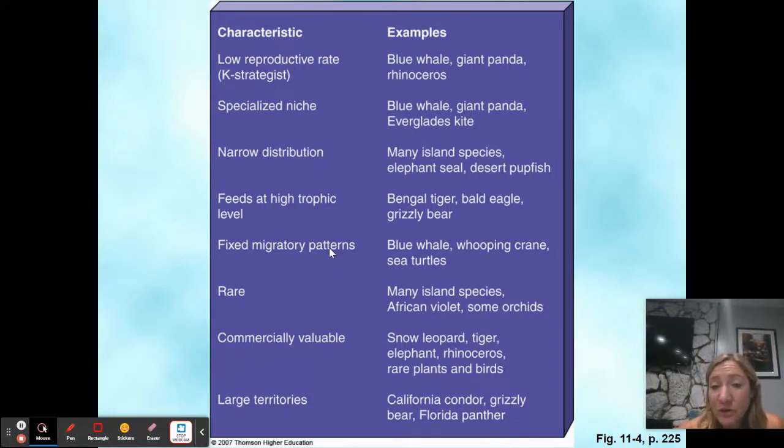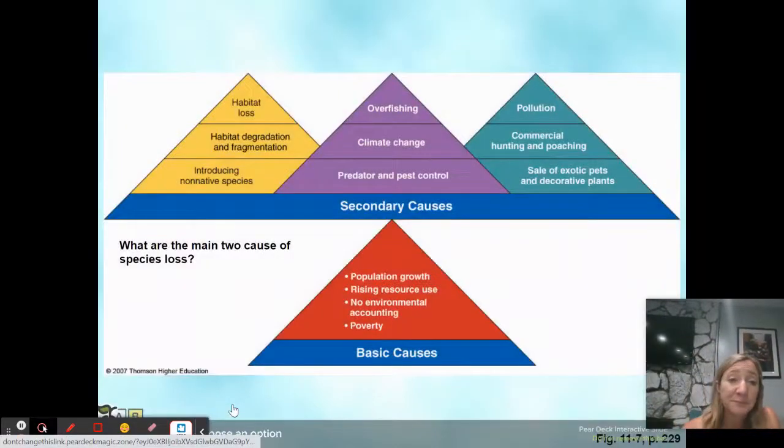Fixed migratory patterns. So what we mean by that is they always go from California to Mexico or whatever. If they have a fixed pattern and something's happened to either of those places, that's two places that could affect their ability to survive. If they're rare, just by definition, they're going to be more at risk because there's not as many species. If they're commercially valuable, right? So there's a couple listed there. And if they need large territories, again, not if they have large territories, having a good amount of territory is a good thing. It's if they need it.